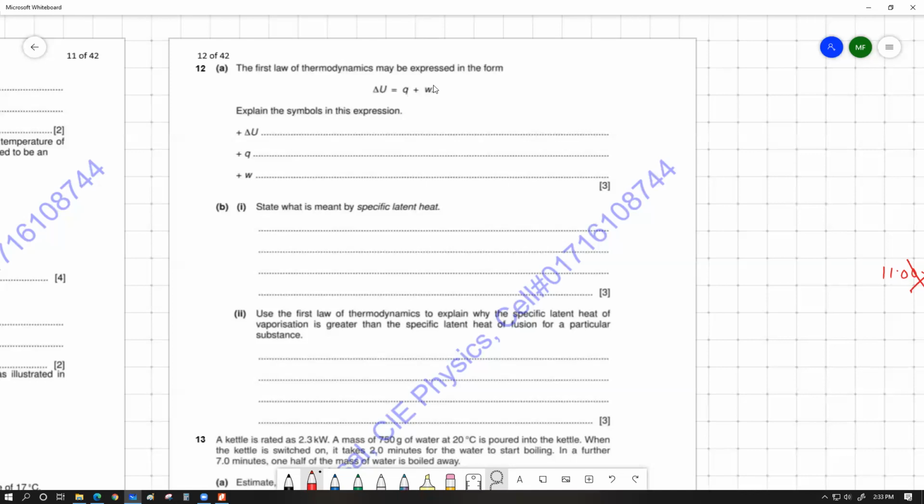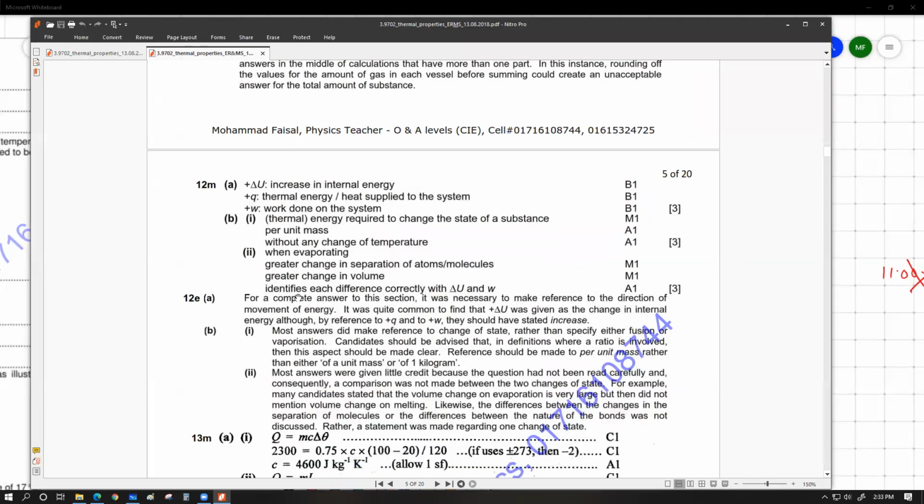So W should be negative and Q should be pretty large, and there should be some delta U because there is an obvious state change. Particles are overcoming their intermolecular attraction force completely. So that needs to be specified in terms of these terms. They didn't specify exactly how you should utilize those things. They just said identifies each difference correctly with delta U and W.